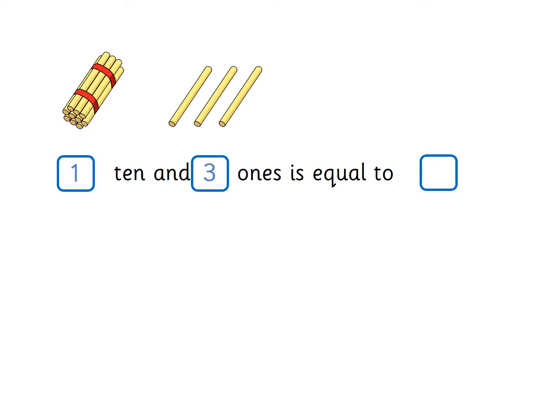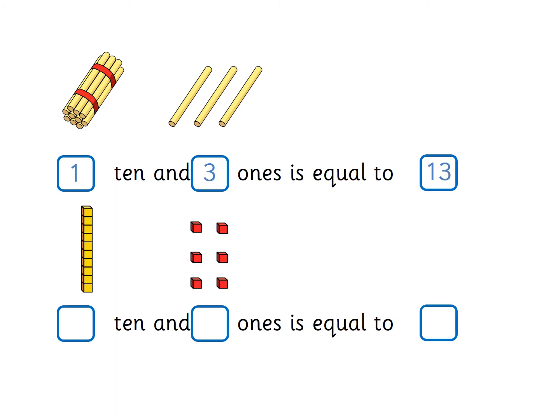So we've got 1 ten and 3 ones. What is that all together? So 1 ten and 3 ones is equal to 13. Let's check. 10, 11, 12, 13. So 1 ten and 3 ones is 13. Let's have a look again.